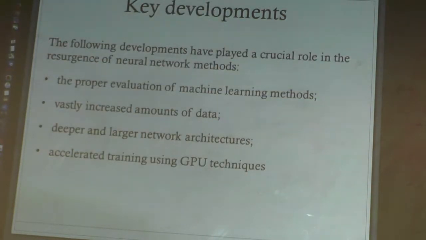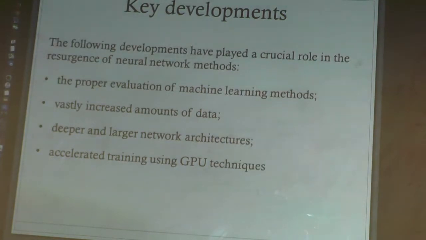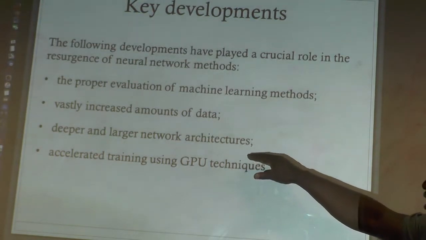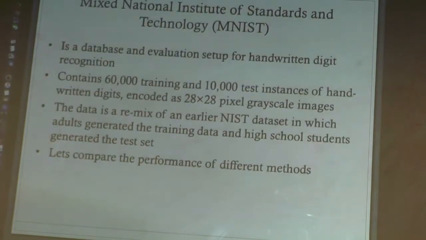So, again, the key developments here are the evolution of machine learning methods, increased amount of data, deeper and larger network architecture, that is TensorFlow, and accelerating of processors, that is GPU. Those are the things that actually led to the explosion of deep learning.